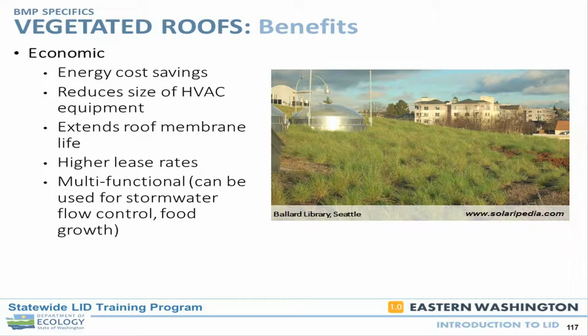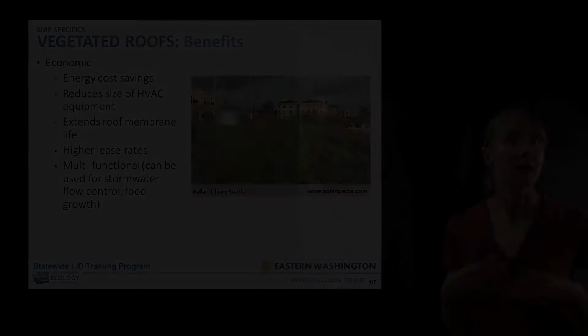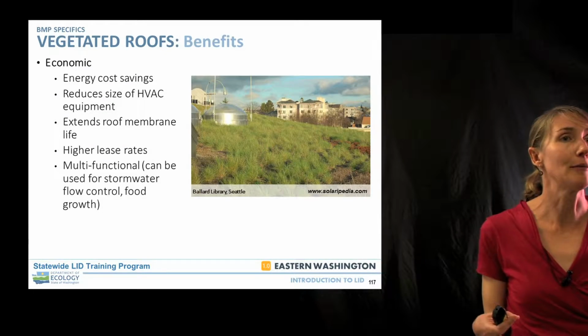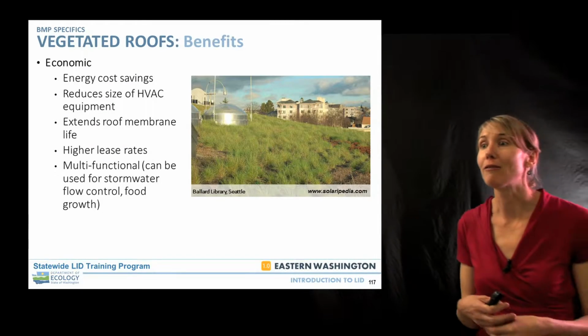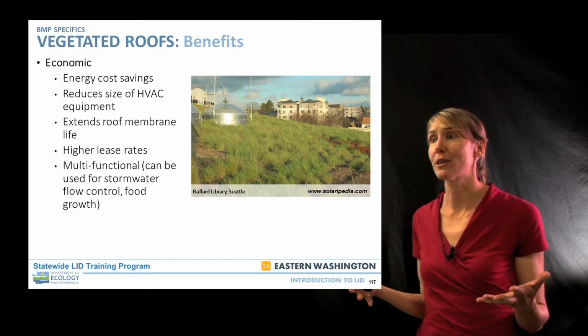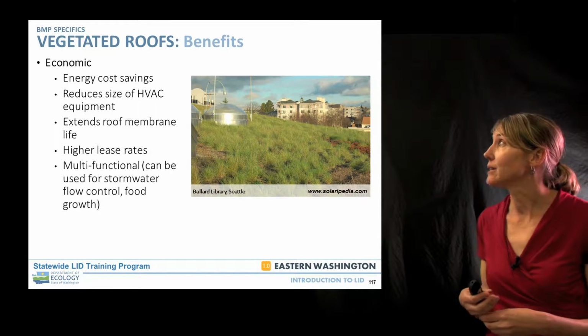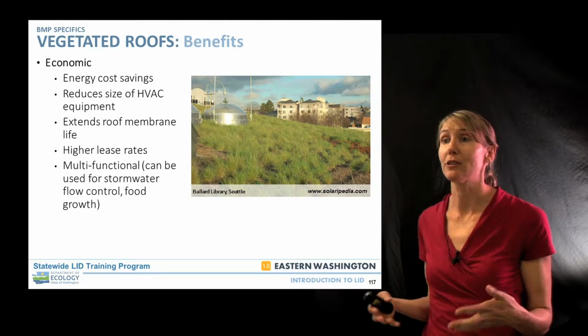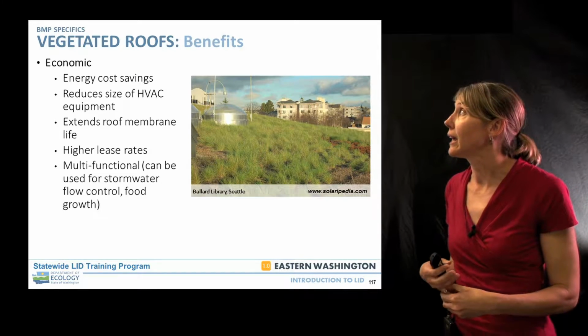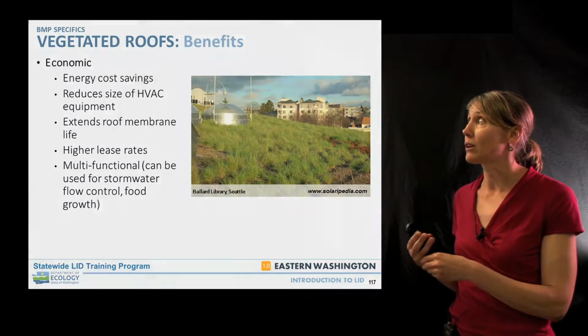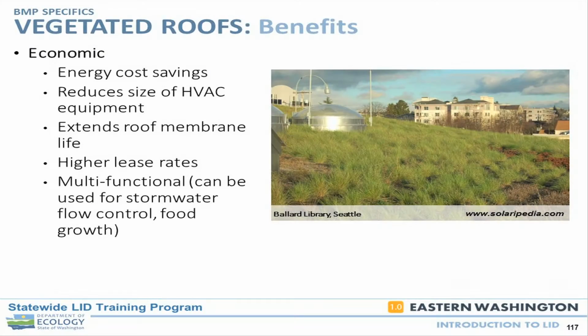There are a lot of economic benefits for vegetated roofs. Energy cost savings: it reduces the size of the HVAC equipment. It's a tough life to be an HVAC system in an office building. People have very different levels of what they think of as a comfortable temperature, so HVAC systems in these buildings are working really hard. If you've got a vegetated roof, it can really work to reduce the fluctuations of indoor temperatures throughout the day and at different locations in office space.